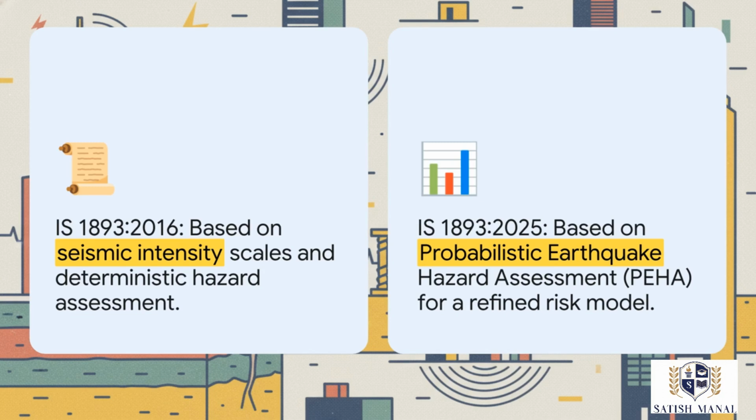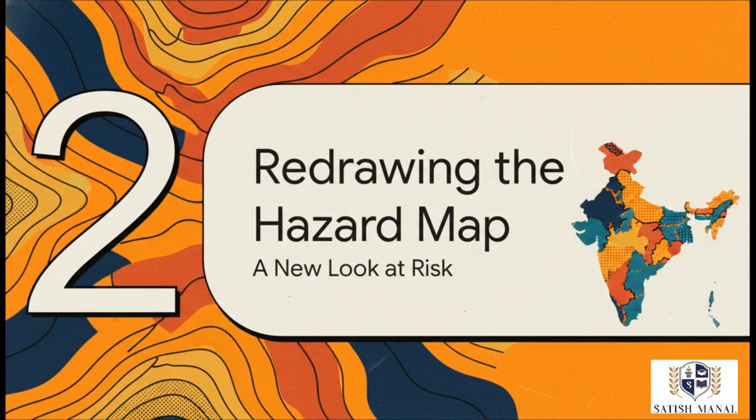Well, the new 2025 code is built on what's called a probabilistic earthquake hazard assessment, or PHA. What does that mean in plain English? It means we're now using complex statistical analysis of all known seismic sources to figure out the probability of a certain level of ground shaking. It just gives us a much more refined and scientifically sound model of the actual risk. And this new probabilistic thinking isn't just some academic exercise. No, it has led to the most obvious and immediate change in the entire code, a completely redrawn seismic hazard map for the whole country.